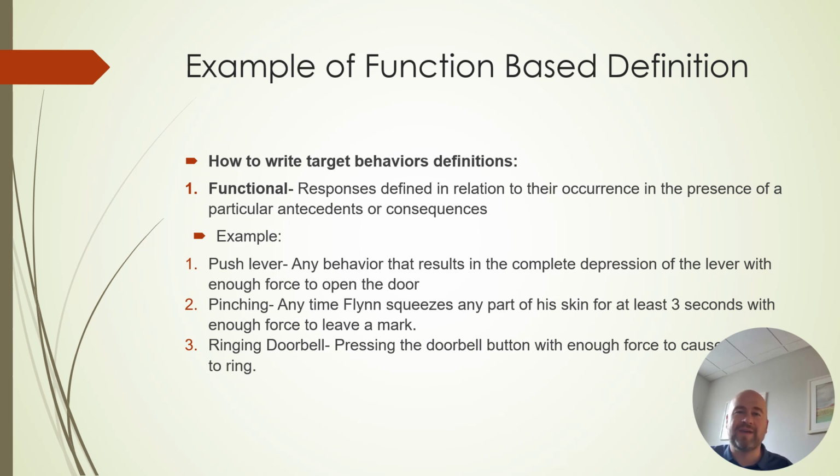And then finally, we have an example, ringing doorbell: pressing a doorbell with enough force to cause the doorbell to ring. Another example where we don't care how this person pushes the doorbell or what that behavior looks like necessarily. We just care that the doorbell rings. So those are some examples of function-based definitions. The advantage here is that a lot of times we care most about the function on the environment, and this would capture any behavior that has that environmental effect.